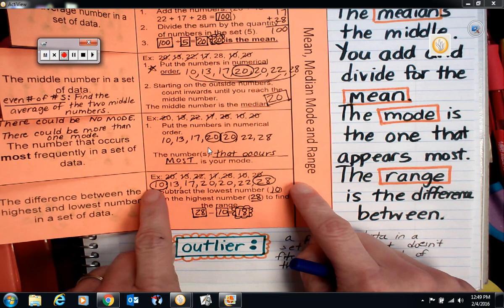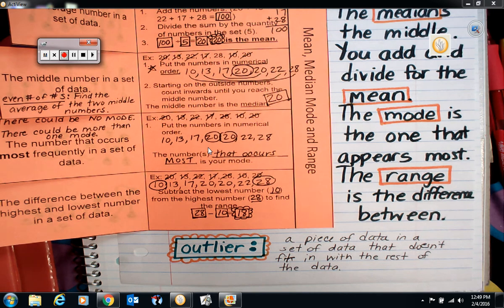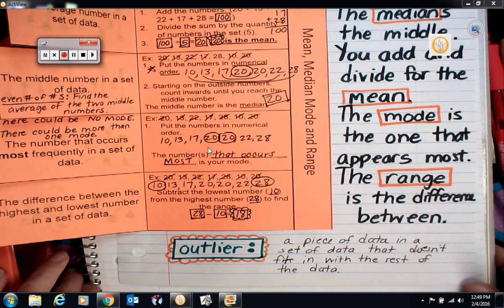Sometimes there is an outlier. If the outlier is really high, then it could raise the average, or raise the mean. If the outlier is really low, it could lower the mean, or lower the average. So, all right, that's mean, median, mode, and range.